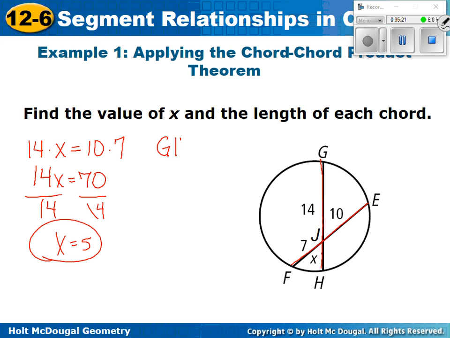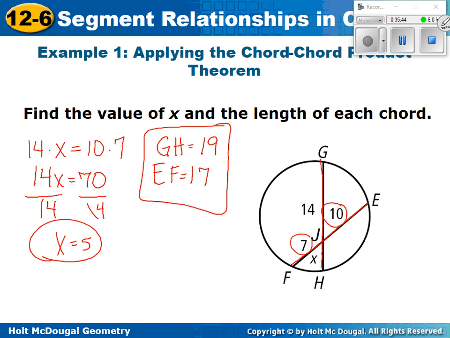GH and EF. You have to list them if it says find the length of each chord as well. EF is easy. What is EF? 17. GH, you had to find x to answer. If x is 5, what is GH? 19. Do not put line segments above them. You are giving me the distance.